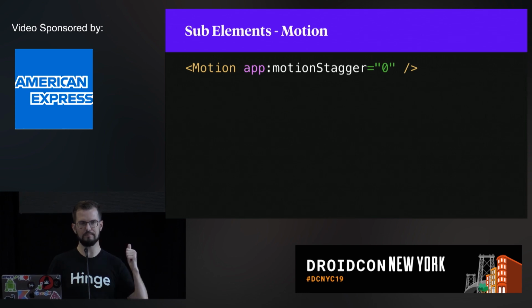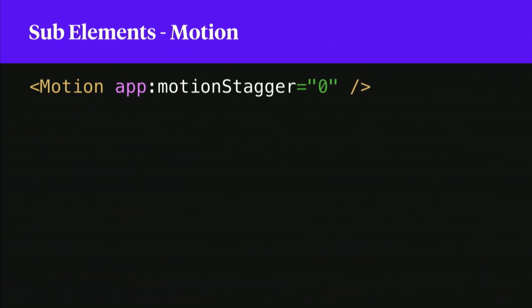This one is very much not documented or covered. There's a small bullet point in the release notes in one of the ConstraintLayout releases that specifies that this is meant to stagger which view gets animated first or last. So if you put 0, your view would be one of the very first to get animated in a motion scene. If you put 1, it would be one of the last ones to get animated.